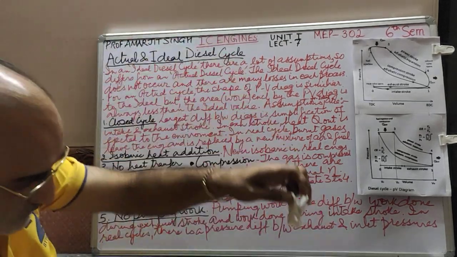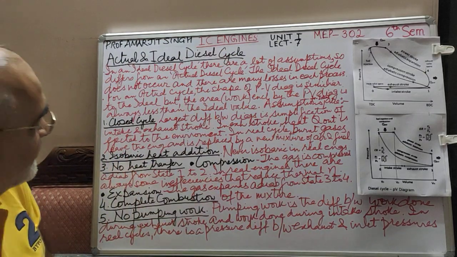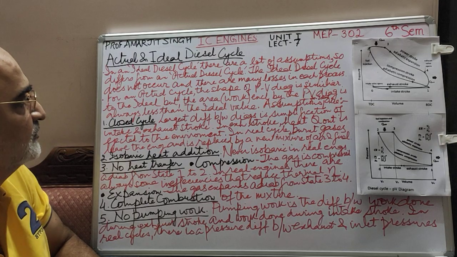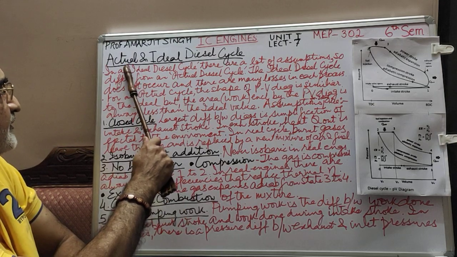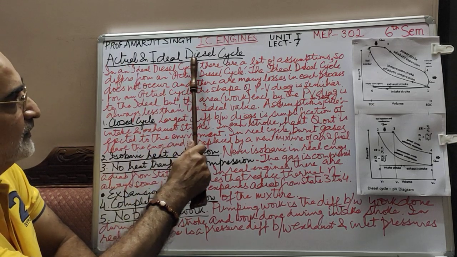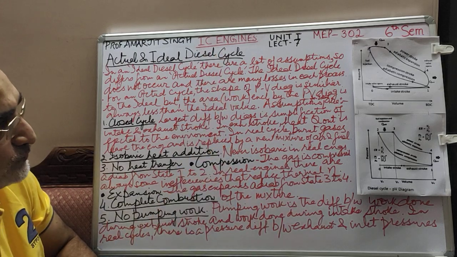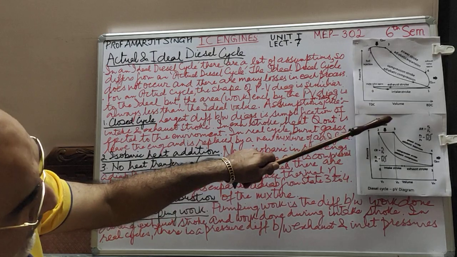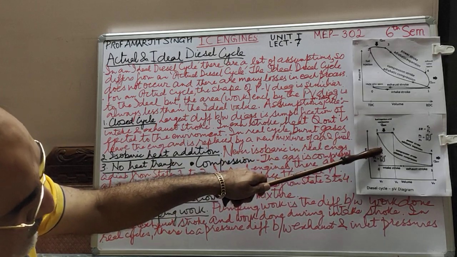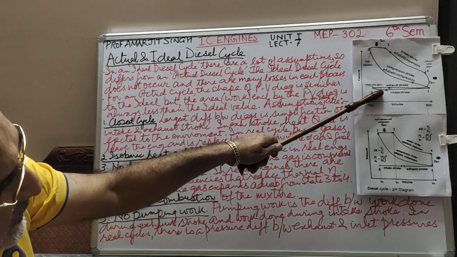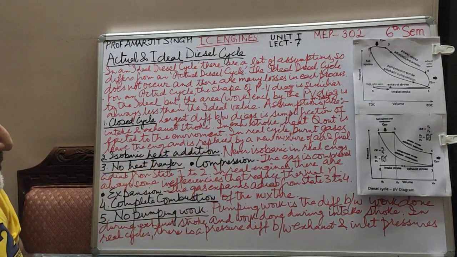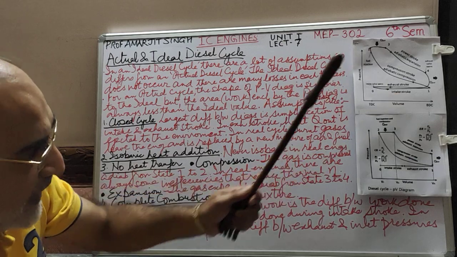Now we come to the final topic of Unit 1, the difference between the actual and ideal diesel cycle. Now on the chart, this is the ideal cycle and this is the real cycle on the PV diagram.